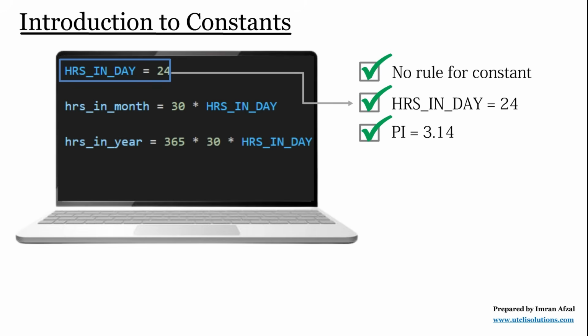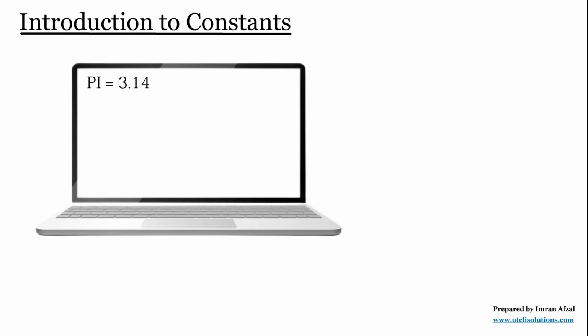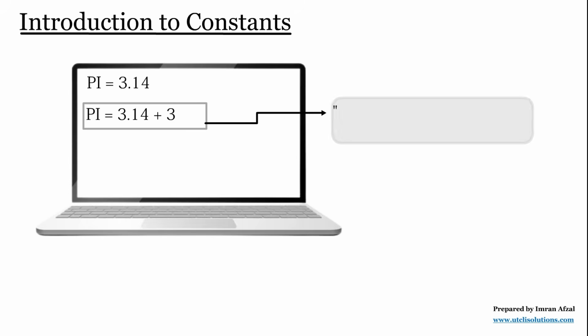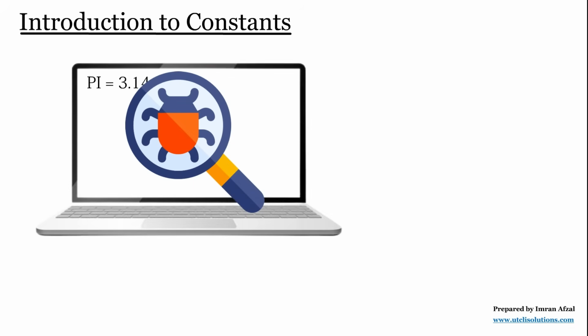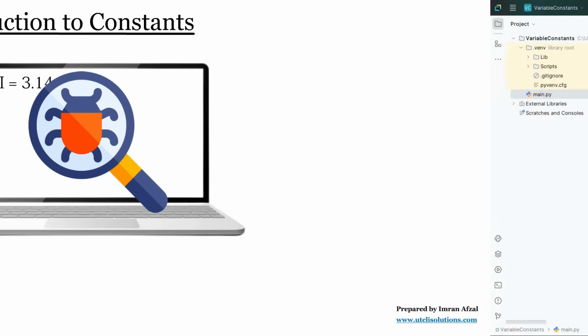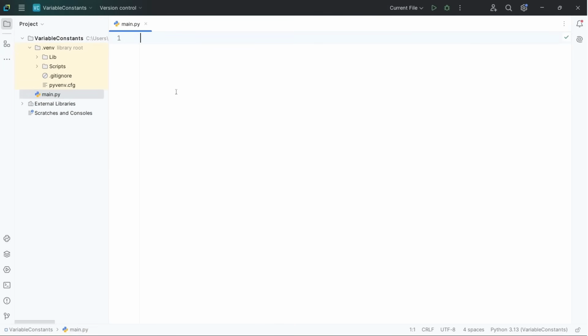So using constants makes a program better because they prevent mistakes. Now, let's take another example. If you accidentally try to change a constant like PI to a different value, it would mean you are going against the rule that constants should stay the same throughout the program. So basically, constants are primarily used for values that should always stay the right value. This also makes debugging easier because you can trust the constant will always hold the same value. So let's move on and practice this example on PyCharm IDE.